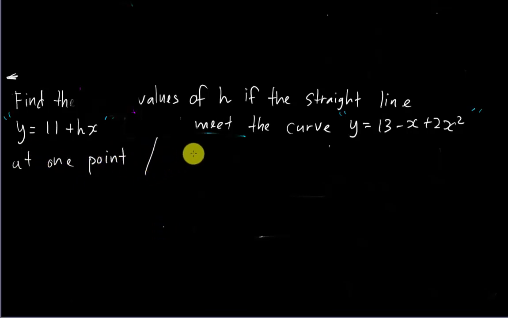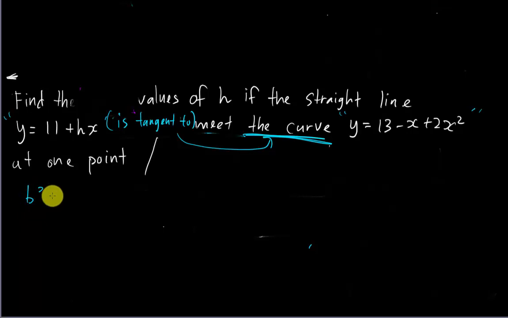Or I can say the straight line y equals 11 plus hx is tangent to the curve. Whenever you see the question say either meets the curve at one point or is tangent to the curve, the first thing that comes to your mind should be b squared minus 4ac is equal to 0.